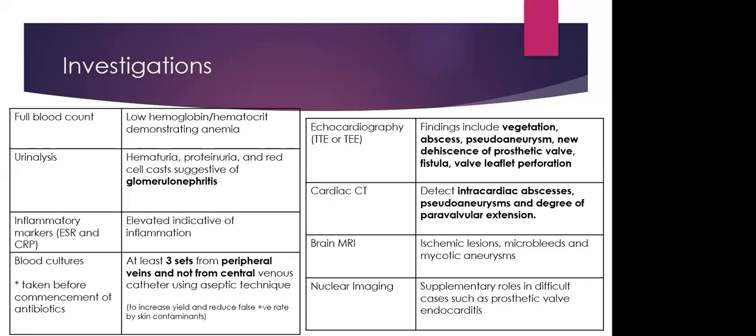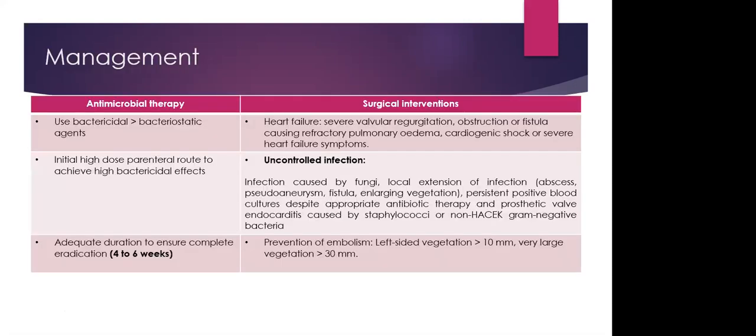Next, we will do echocardiography, either transthoracic or transesophageal, where the findings include vegetation, abscess, pseudoaneurysm, new dehiscence of a prosthetic valve, fistula, or valve leaflet perforation. The next one, we will do cardiac CT, which can detect intracardiac abscess, pseudoaneurysm, and degree of paravalvular extension. And then the next one, we will do brain MRI to detect any ischemic lesion, microbleeds, and mycotic aneurysm. And finally, nuclear imaging has a supplementary role in difficult cases such as prosthetic valve endocarditis. Next.